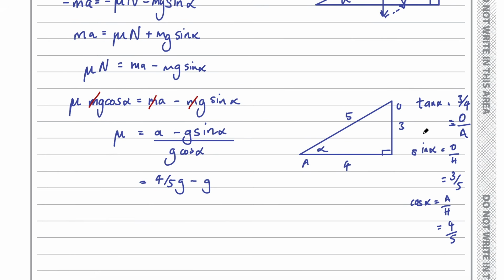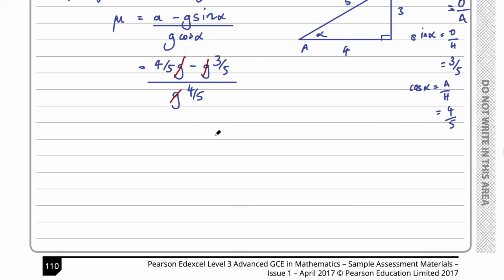Okay, so we have values for sine and cosine alpha. Substitute those in as well, so this is going to be 3 on 5 and g times 4 on 5. Do you notice what we can cancel here? Yep, the g's, so the acceleration due to gravity is the same in all cases, so that's going to cancel itself out. And what we're left with is 4 on 5 minus 3 on 5 divided by 4 on 5, which we can easily solve.